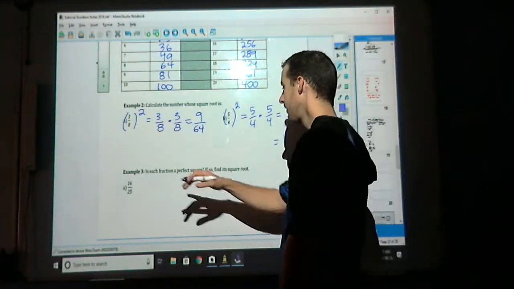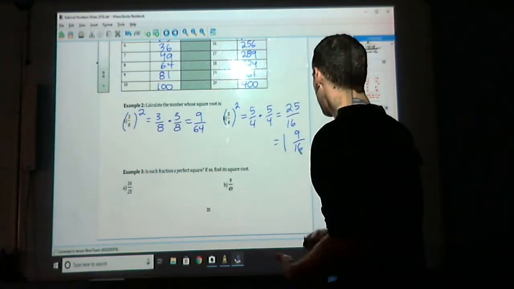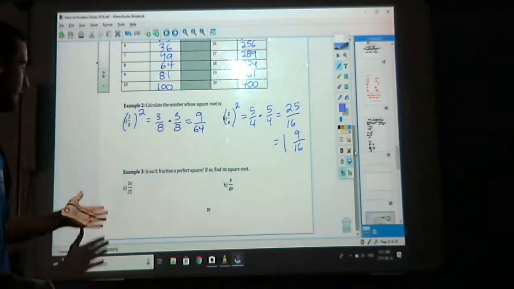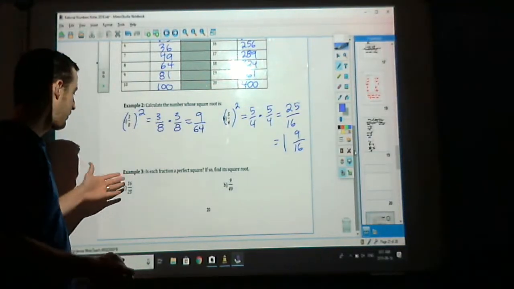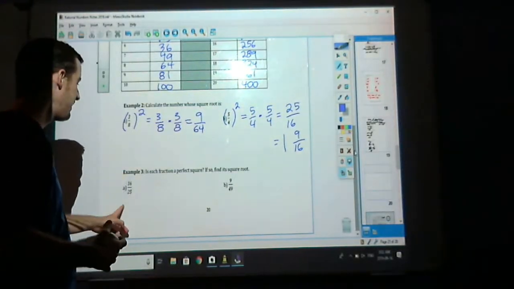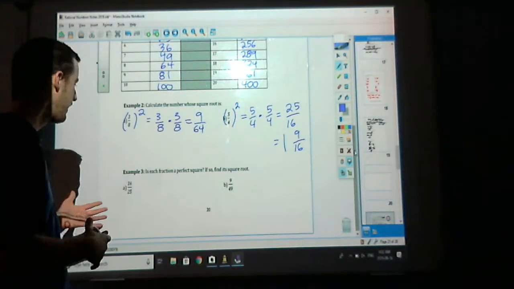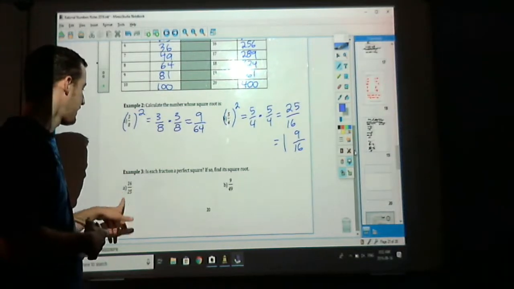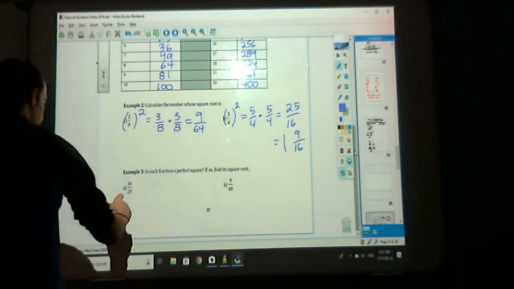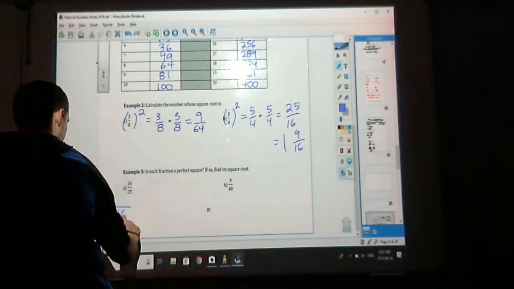Okay, so let's look at the next example. Is each fraction a perfect square? If so, find its square root. Okay, so now we're going in the opposite direction where we're trying to find what number times itself would equal these numbers. This is where you'll definitely want to use your calculator. Again, if they're nice, neat numbers, you can probably figure out their square root just working in reverse. But when we start getting to more complicated numbers, you'll definitely want to be using your calculator. So what we're going to do here is take these numbers and put them under a square root sign, so we know what we're doing.